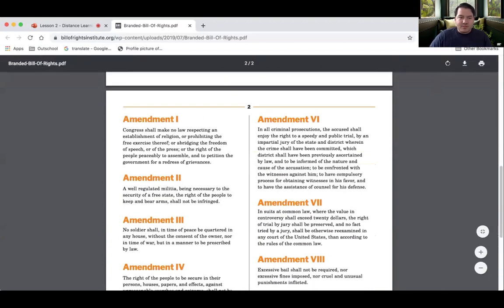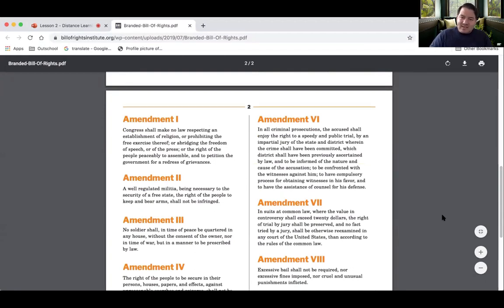Now the first: Congress shall make no laws respecting an establishment of religion, prohibiting the free exercise thereof, or abridging the freedom of speech or of the press, the right of the people to assemble, and to petition the government for a redress of grievances. So here we see a lot of our most basic rights: freedom of the press, freedom of religion, freedom of expression, and most importantly, the freedom to assemble.